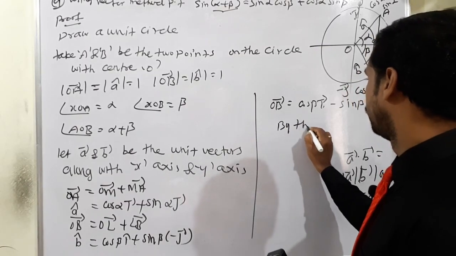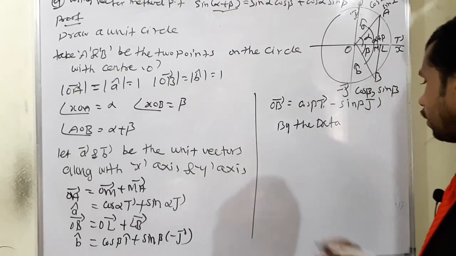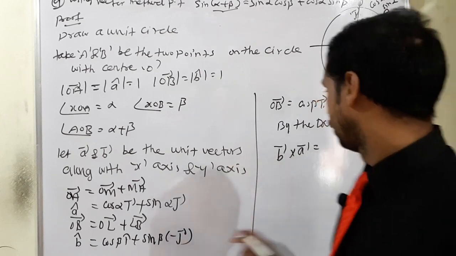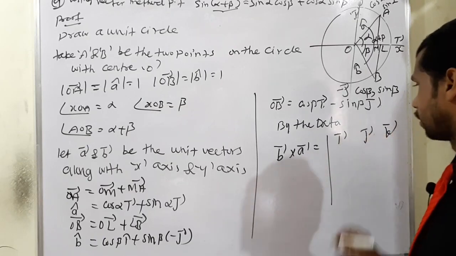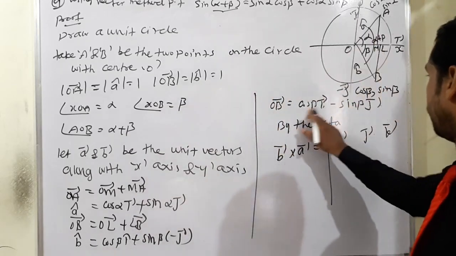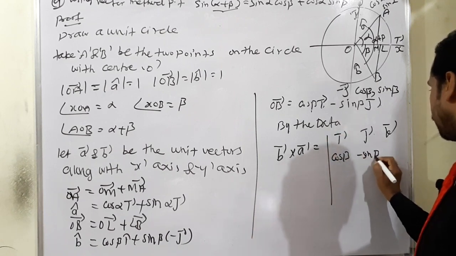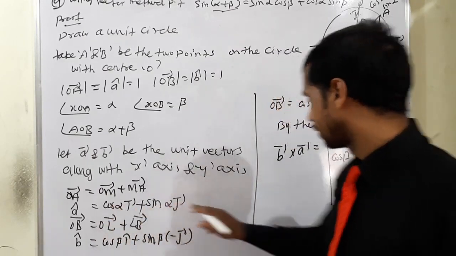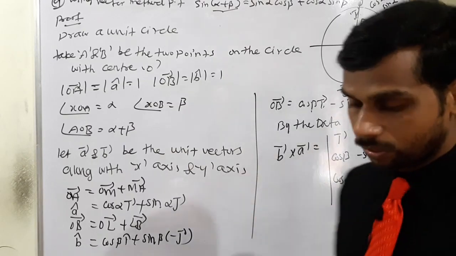B vector cross A vector is equal to B term. Cross product means definitely the determinant of i vector, j vector, k vector. B cap, what is the value? Cos beta and minus sin beta. K we don't know, write it 0. So A cap is cos alpha, sin alpha, 0. Simplify now.